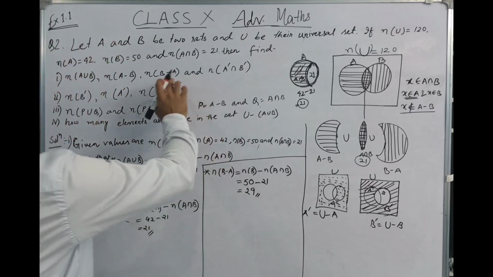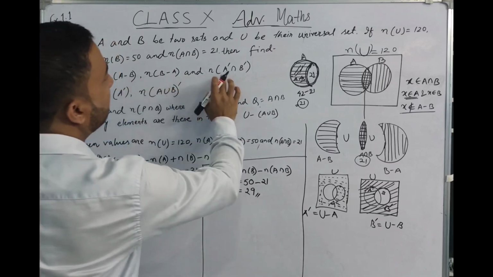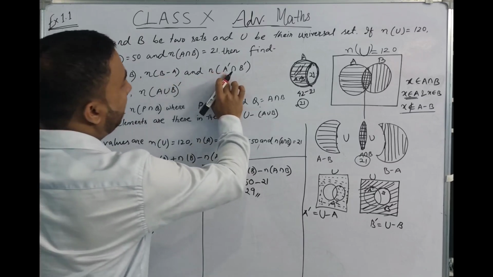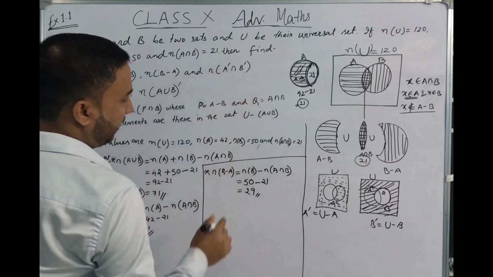Now, another part is there in question number 1, that is the number of A complement intersection B complement.